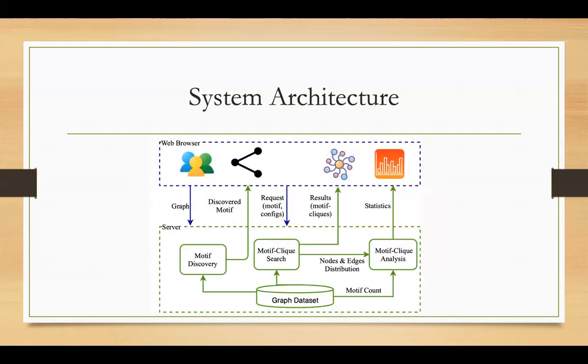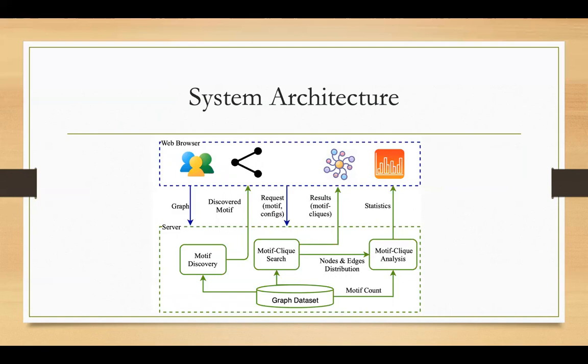We now discuss the system architecture. MC Explorer adopts a browser-server model. The browser side provides an interface for user input, for example on graphs and motifs, as well as facilities for displaying the information about the graph and motif-cliques. It also supports visualization and statistical analysis of the motif-cliques. The server side contains three major modules: motif discovery, motif-clique search, and motif-clique analysis. Details are to be covered in the demo.